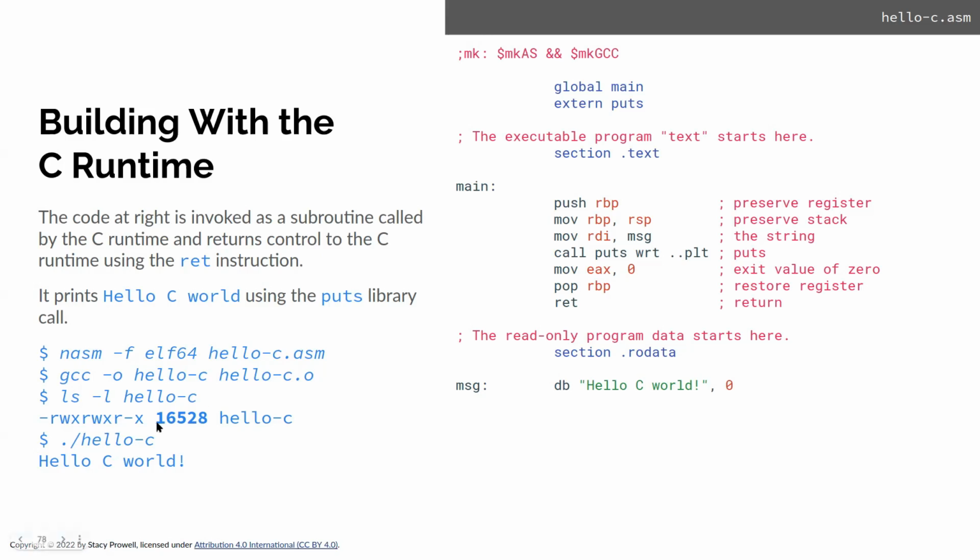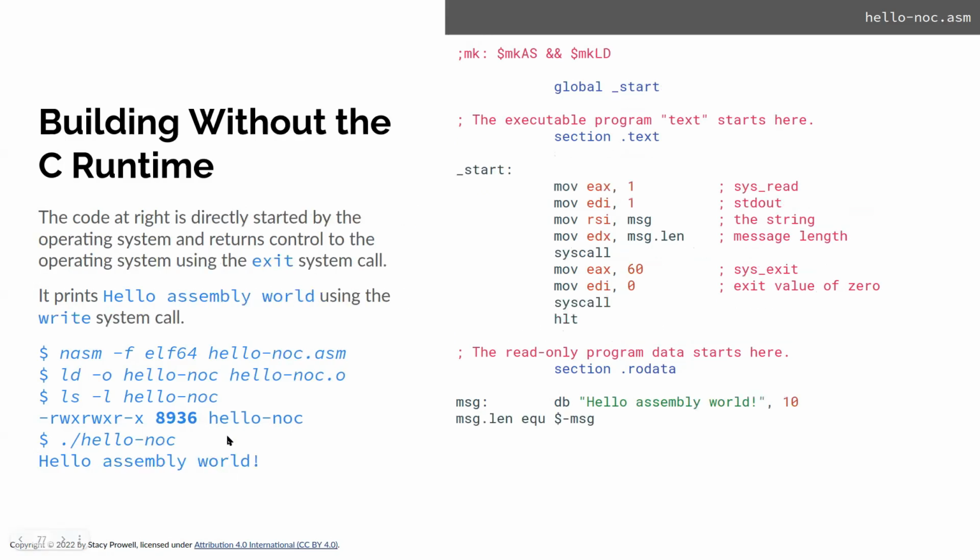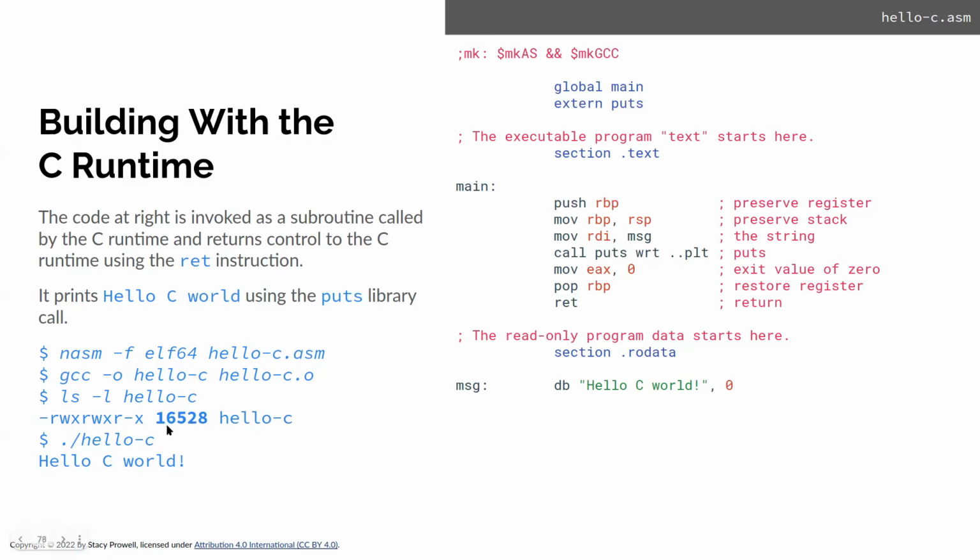And it produces a 16K executable that prints hello C world. Our previous one made a just under 9K executable. So a lot of additional information has been packed in here. What is that? It's probably all this information to do with the standard C library and the C runtime.